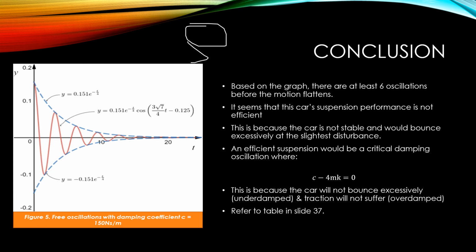Based on this graph, there are at least 6 oscillations before the motion flattens. It seems that this car suspension performance is not that efficient. This is because the car is not stable and would bounce excessively at the slightest disturbance. An efficient suspension would be a critical damping oscillation where c squared minus 4mk equals 0, where m is the mass, k is the spring coefficient and c is the damping coefficient. This is because the car will not bounce excessively like an underdamped spring suspension, and the traction will not suffer as in an overdamped spring suspension.